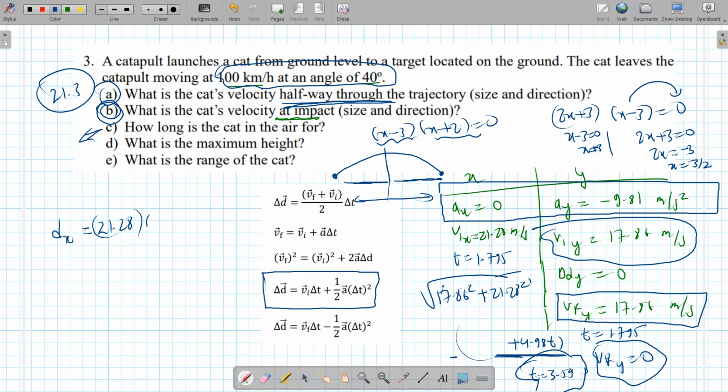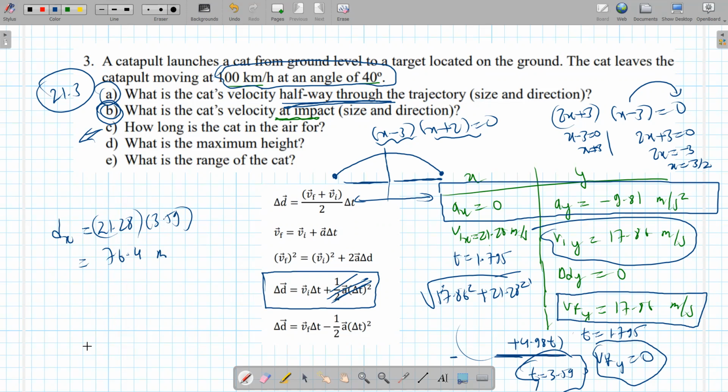times the time, which we know is 3.59. And again, the a in the x direction is 0, so you can just ignore this. So the range is 21.28 times 3.59, and that is about 76.4 meters. And you're done.